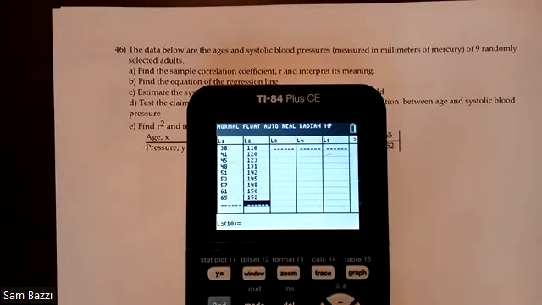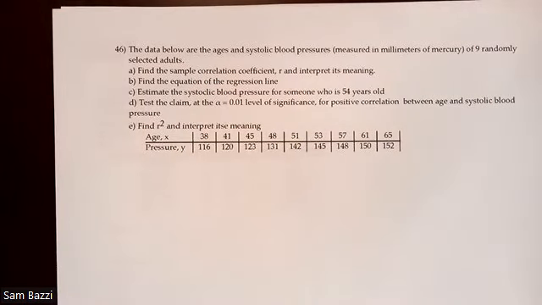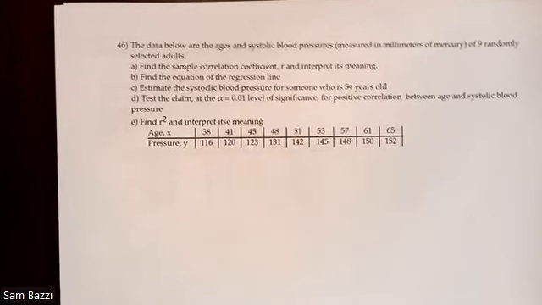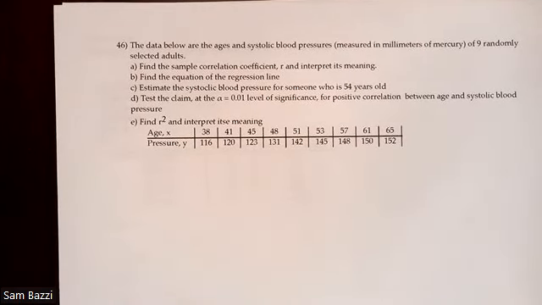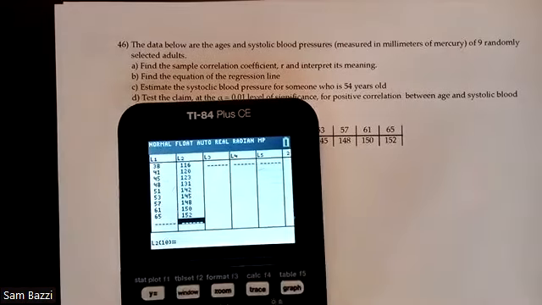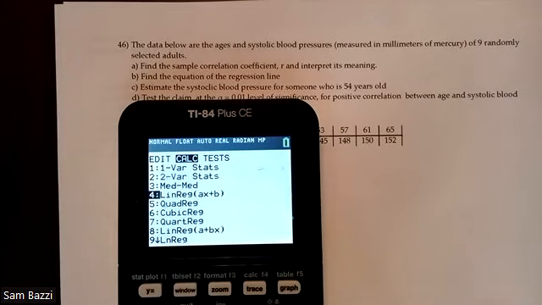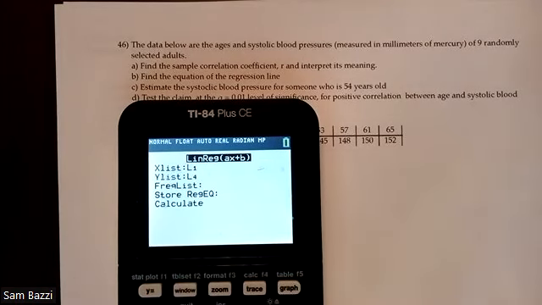The data below are the ages and systolic blood pressure measured in millimeters of 9 selected adults. Find the correlation coefficient R and interpret its meaning. Here's how you find the correlation coefficient R, guys. You press second, stat, calc, linear regression, AX plus B.